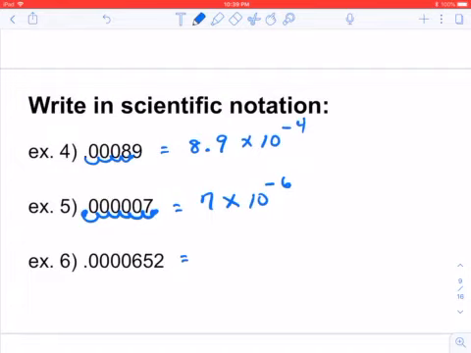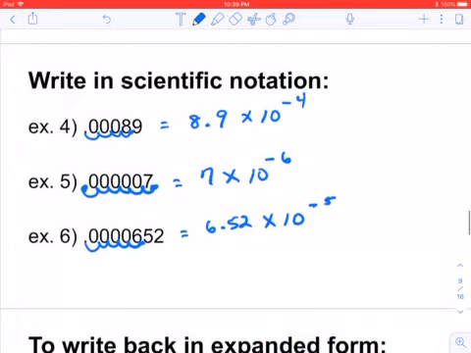Next one. The decimal is going to need to land between the 6 and the 5 to give us 6.52. That's a number between 1 and 10. This was a small number to start with, so it's going to be times 10 to the negative. Let's see how many places we moved. 1, 2, 3, 4, 5. 10 to the negative 5. So we use negative exponents to write small numbers with scientific notation. We use positive exponents to write large numbers with scientific notation.